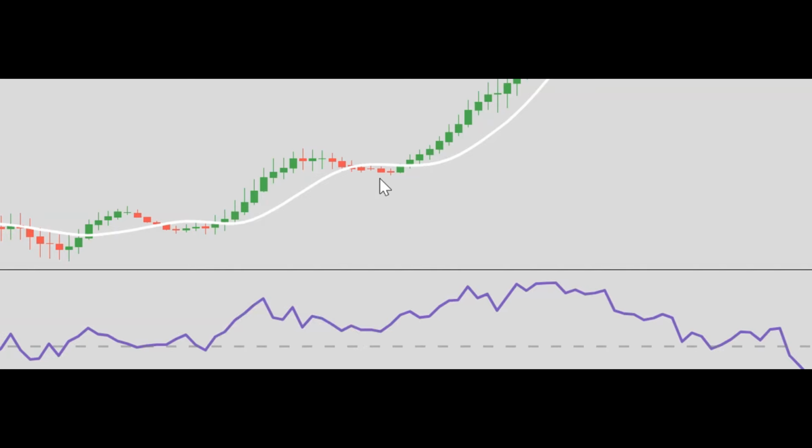Next, pay attention to the candles during a pullback below the moving average line. In an uptrend, prices sometimes dip a little before continuing higher. This is normal, so we wait.